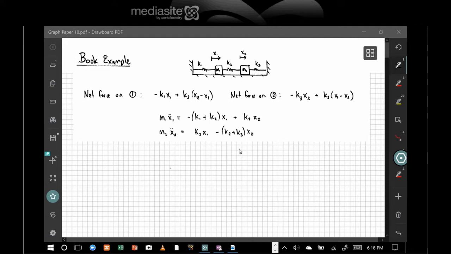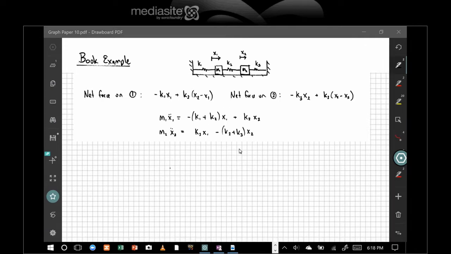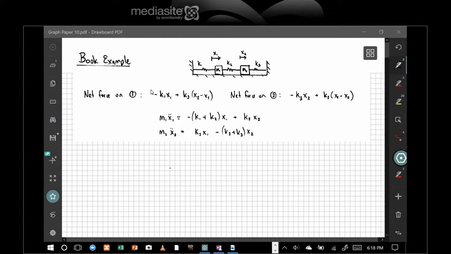Instead of writing these as they are, I'm going to write them as something times x1 and something times x2. Using this net force, I can rewrite it as mass times acceleration: m1 times the acceleration of mass 1, equals minus k1 plus k2 times x1, plus k2 times x2. And I can do the same thing for mass 2.